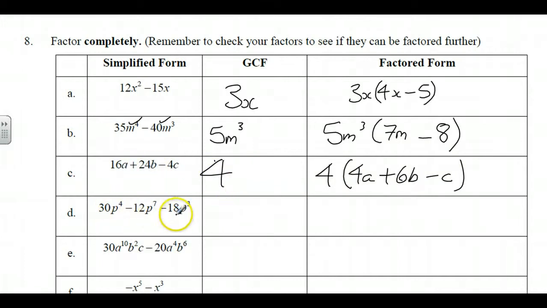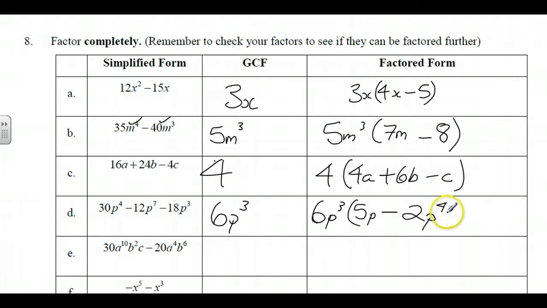Okay, we need the largest number that goes into 30, 12, and 18, so I'm thinking 6. We need the smallest power of p, because it will divide evenly into all of these powers of p. 6p cubed. Okay, how do I get a 30? We got a 5, and I want p to the 4th, so 5p to the 4th, minus 2. I want p to the 7th, so I'm going to need p to the 4th, minus 3, because I've got to get 18, and this already has the p cubed, right? That's why it's the lowest power, because it won't be needed in here. There won't be any p.